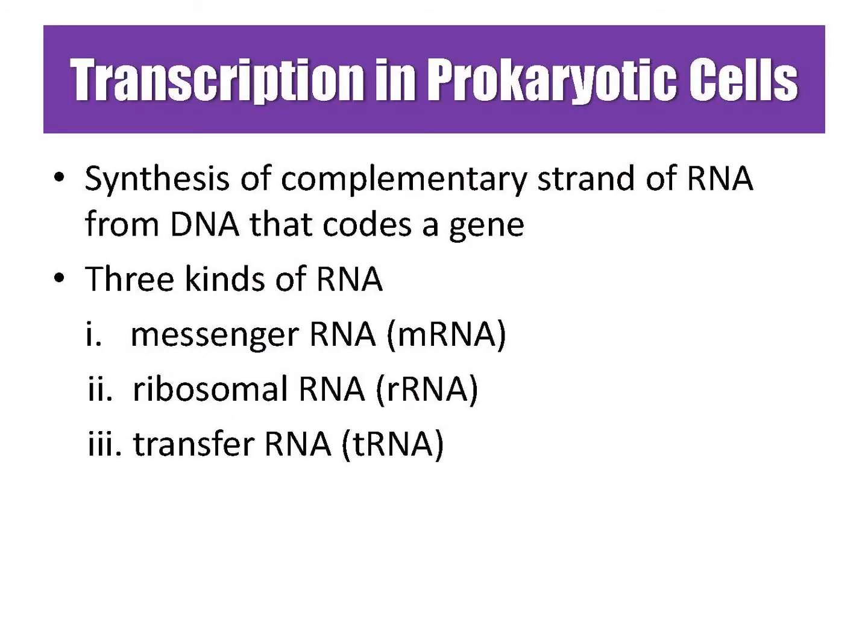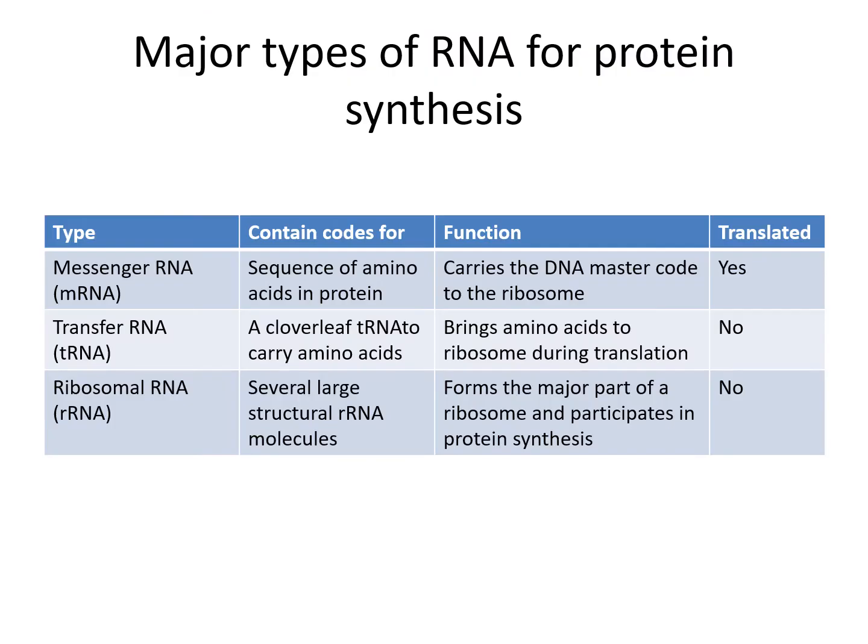The transcription in prokaryotic cells is again the synthesis of a complementary strand of RNA from DNA that codes a gene, right? There are three types of RNA. The first one is messenger RNA, mRNA, then ribosomal RNA, which is rRNA, and the third one is transfer RNA, which is tRNA. These are briefly the functions of each type of RNA, as well as whether they are translated or not during the translation process.